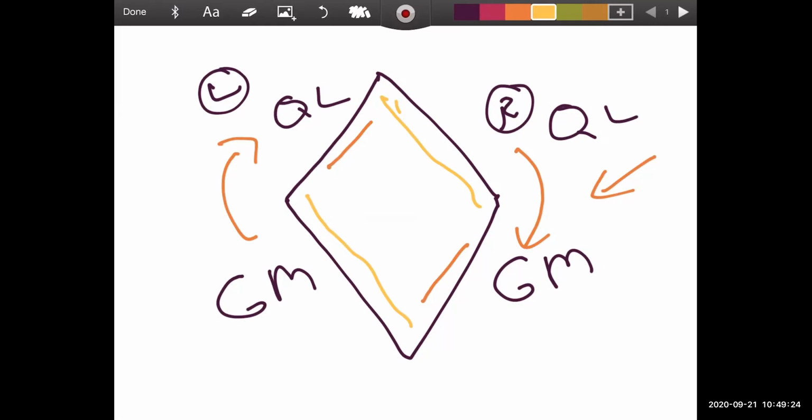Does that make sense for the lateral aspect, at least? The only reason this is a little bit more difficult is because you've got a QL and a glute med on both sides.